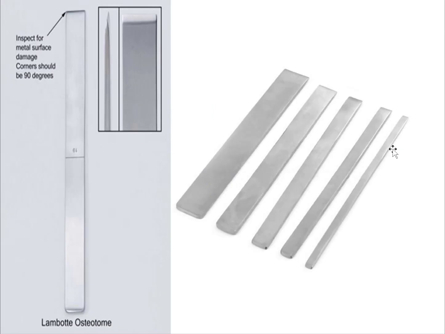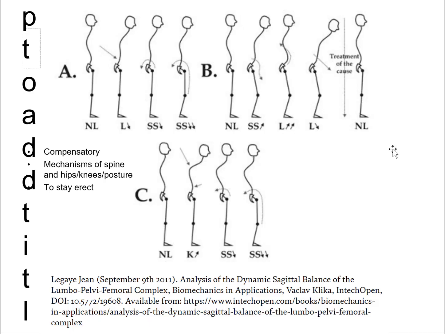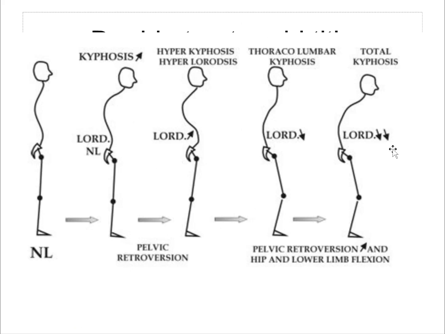These are Lamb-Bott osteotomes. That's what I prefer to use, the cup, but there are many different types of osteotomes that you can use. This is an excellent open access study that I found in 2011, very interesting, of how the body adapts to spinal deformities to make sure the patient looks straight. Basically the patient's spine either becomes hyperlordotic or kyphotic, or the hips flex or the knees flex to maintain an upright posture.